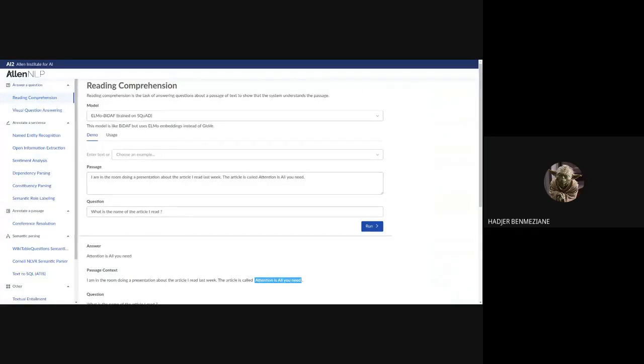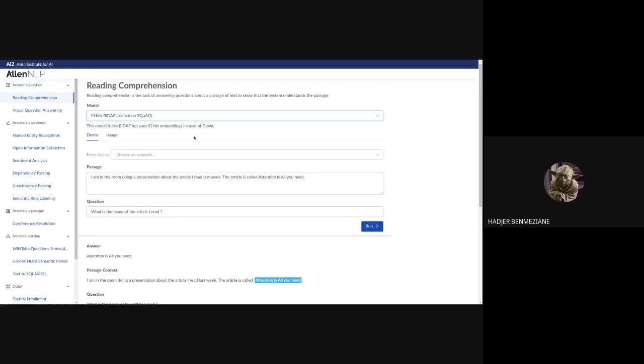Yes, okay, great. So for reading comprehension, this is a great application to test different tasks of NLP. So for reading comprehension, it means that you give the machine a text, and then you give it questions about this text, and the machine will answer according to its reading comprehension of the text.